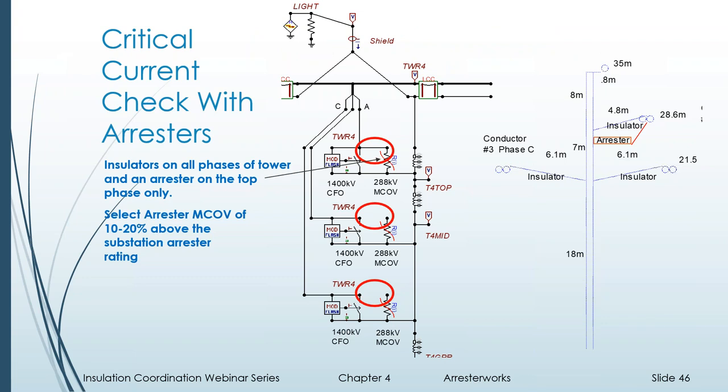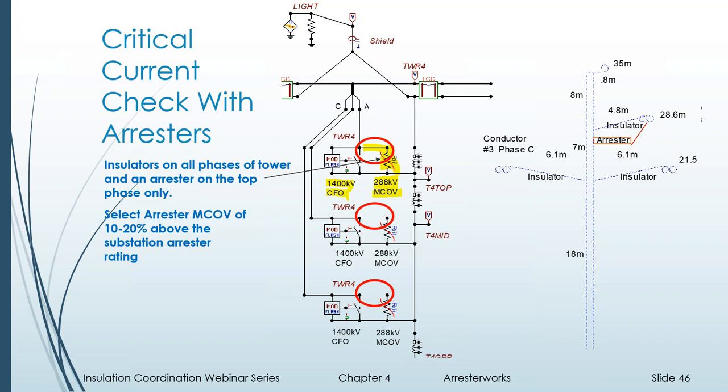Usually in a study we are asking ourselves, okay, what will the effect of an arrestor be if we put an arrestor on the system? How does it improve the flashover? So in the model, we just add in the arrestor. I don't remember the rating of the arrestor here. I selected one, but there it is. It's 288. So I put in a 288 kV MCOV arrestor on this 1400 kV CFO insulator. And I impulse it again.